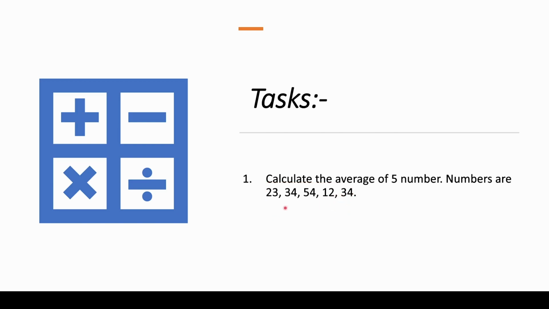If you don't know the formula of average, you just have to add all these five numbers and divide the sum by the number 5, and the answer will be there. This is the formula and you have to do this simple task. So let's hurry up and do this task. Pause this video here and try to solve this task on your own.